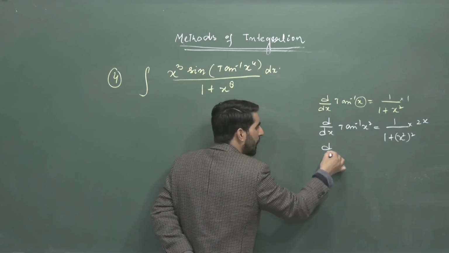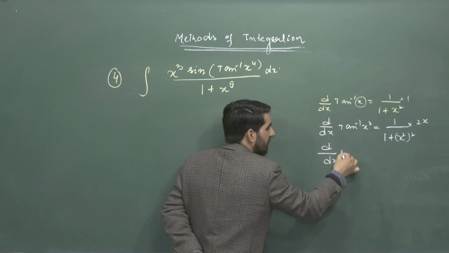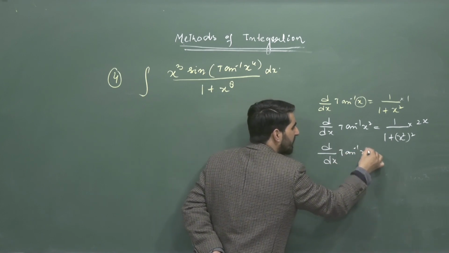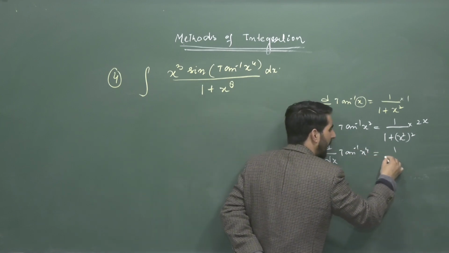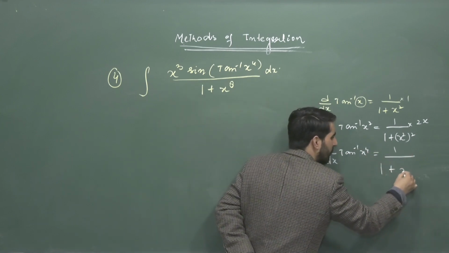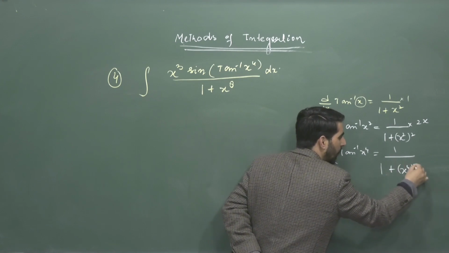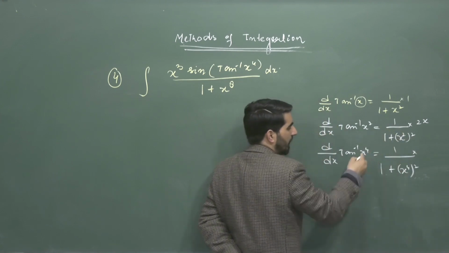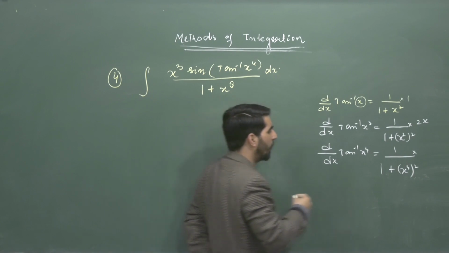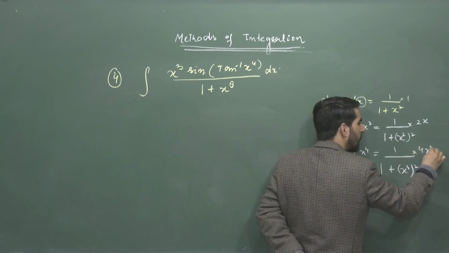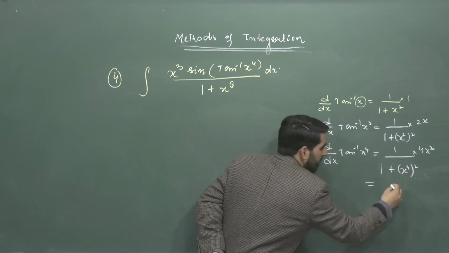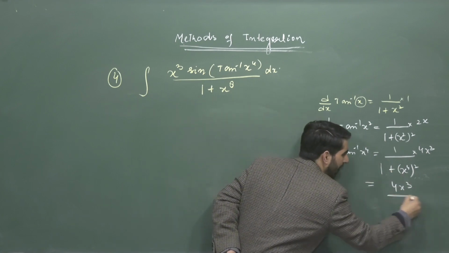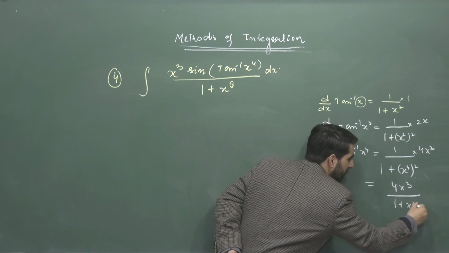Also, if we have to differentiate tan inverse of x raised to power 4, in the same way, we will get 1 divided by 1 plus theta square, x raised to power 4 whole square, into, what is the differentiation of x raised to power 4? That is 4x cube. Now, this is equal to 4x cube divided by 1 plus x raised to power 8.